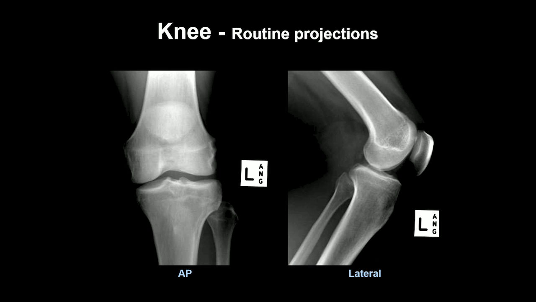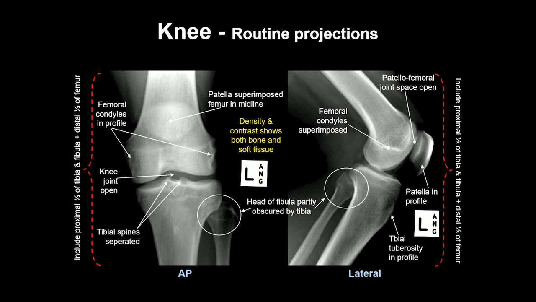The knee has normally two views, so we have an AP and a lateral view. On the AP view, the patella should be superimposed, and it should be in the middle of the femur. The knee joint space should be nice and open, and you should be able to see the tibial spines as it's neatly separated. Your femoral condyle should also be in profile. You will find that the head of the fibula is partly obscured by the tibia.